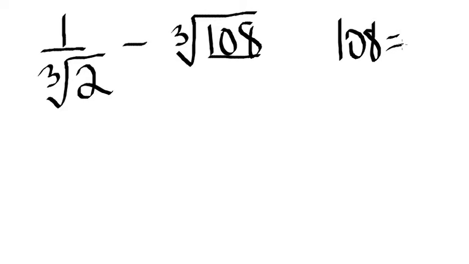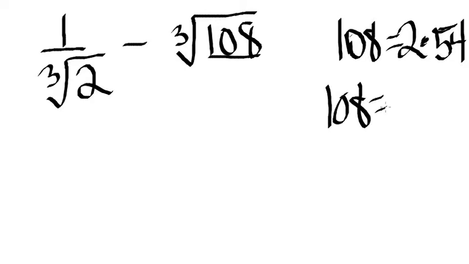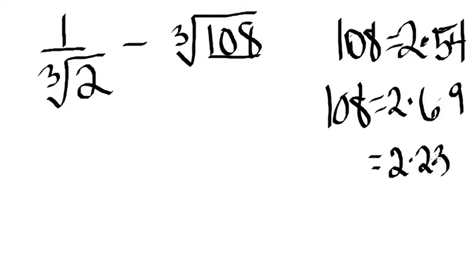Okay, 108. Breaking that up, we know that 2 goes into 108, and so we know that 2 times 54 is 108. So this is kind of how I look at it. 54 can be written as what, 6 times 9? Okay, so we'll just continue breaking this thing down. So this is 2 times 2 times 3, 6, and then 9 can be written as 3 squared.